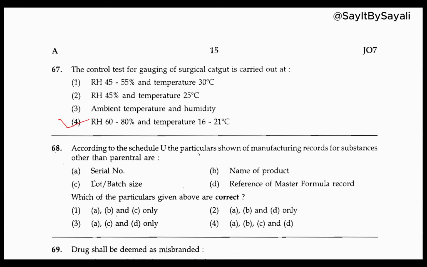Question number 68. According to Schedule U, particulars shown of a manufacturing record for substances other than parenteral are A. Serial number, B. Name of a product, C. Lot or batch size, D. Reference of master formula record, and the correct option is 4.